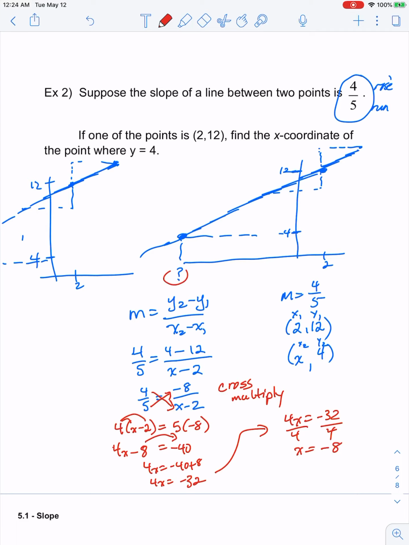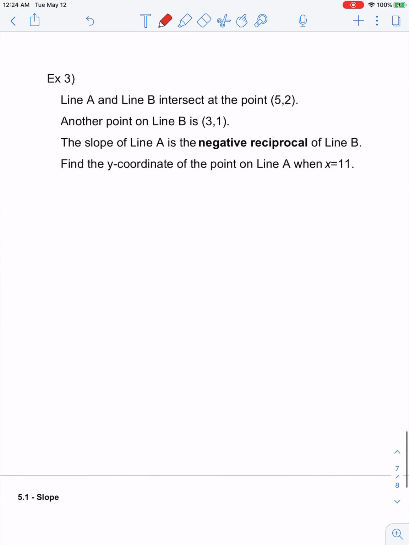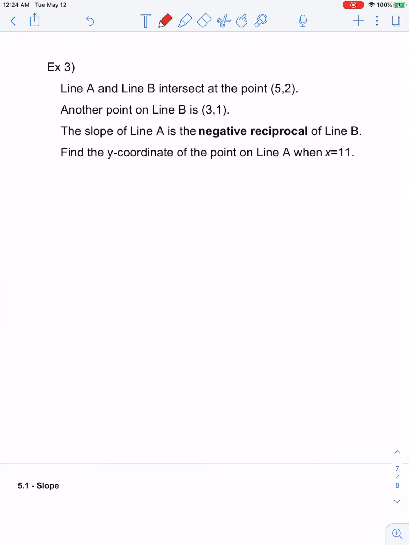So this right here, that is -8. This is the point for -8. Okay? So this is the only formula you know right now that has anything to do with slope, so that's the formula you're going to use. The next question is a little bit more involved. Let's just take a look at what this looks like.